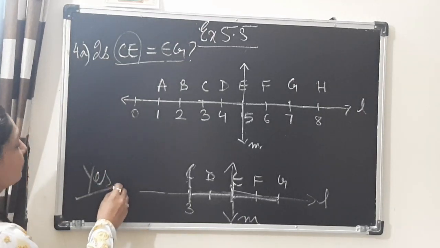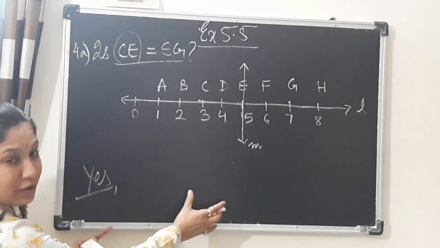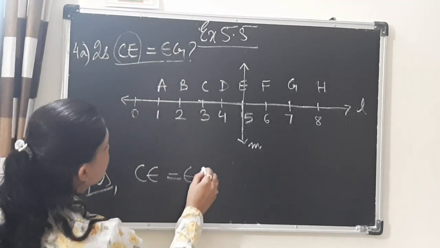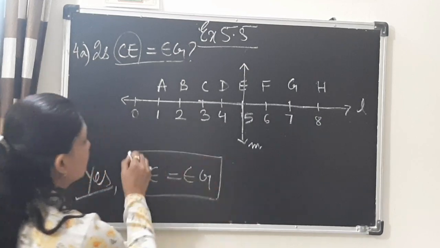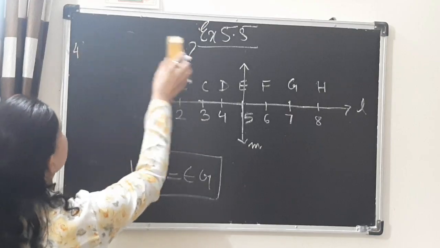So here you write down yes. You will do the rough work first, and then finally below that you will write down CE is equal to EG. This is correct. Now let's solve the B part.